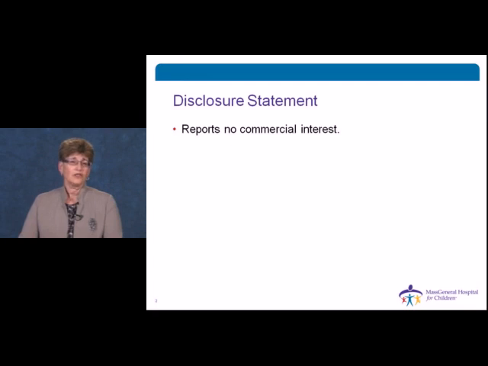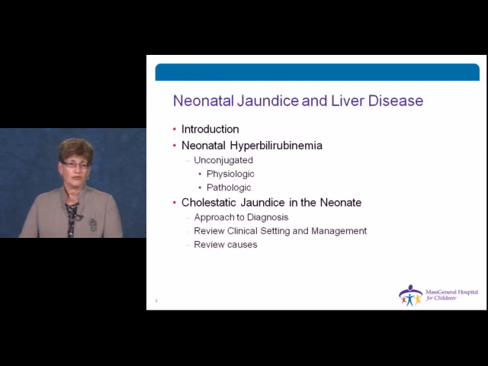This is an outline of the talk, which will start with a little bit of an introduction. We'll go on and talk briefly about neonatal hyperbilirubinemia of the unconjugated type, talking about physiologic and pathologic hyperbilirubinemia, and then go on and talk about cholestatic jaundice with liver disease in the neonate. And we'll go through the approach to a diagnostic algorithm, as well as review the clinical setting and management, and reviewing the multitude of causes for neonatal jaundice with liver disease.